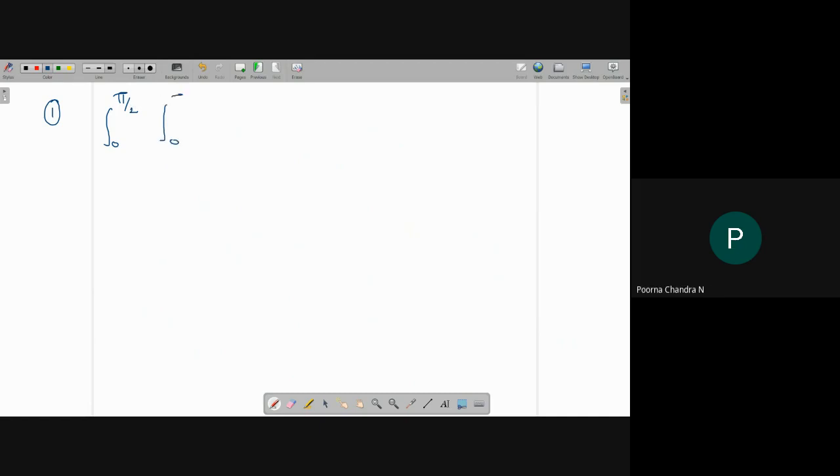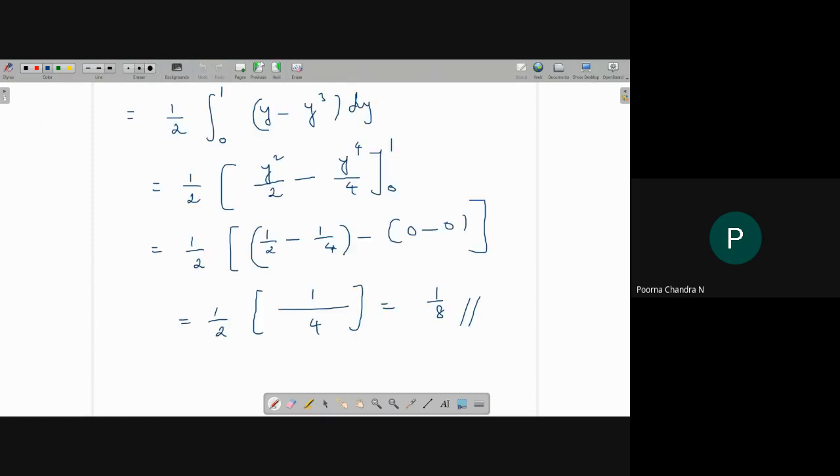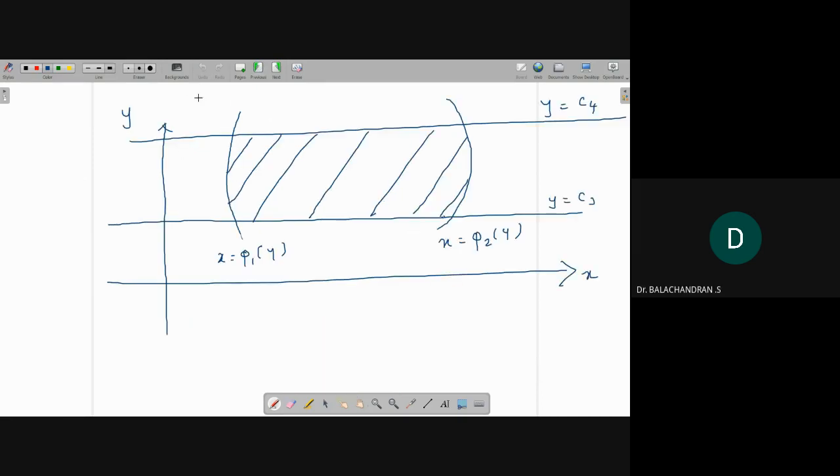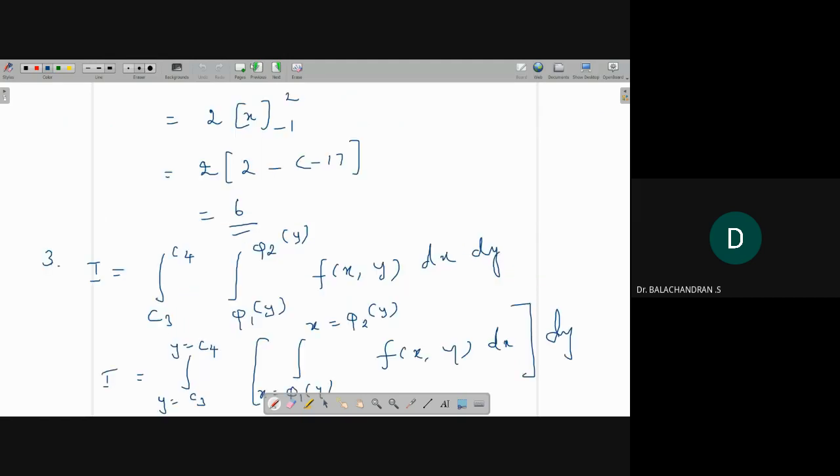Sir, why can't the first integral be variable, sir? Yes, if it is a variable, you can't find the answer. Yeah, exactly. Okay. That's why.